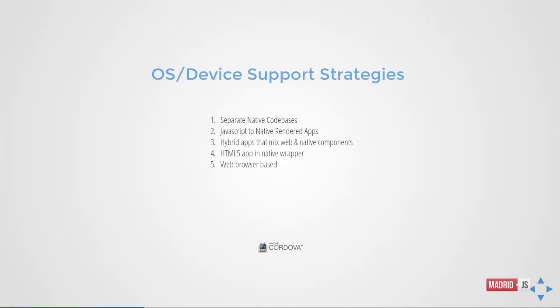So you've got roughly 5 different options available to you. You can expand and contract on these, but there are roughly 5 different buckets. First is a separate native code base for each operating system and device. And holy cow, that can be incredible.